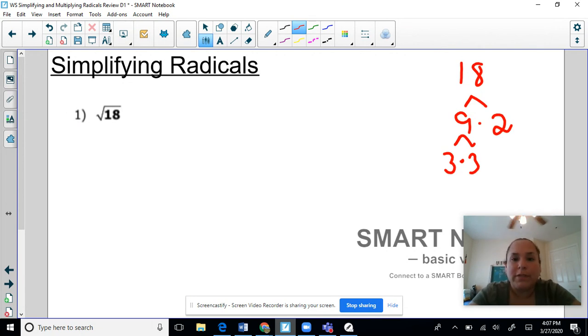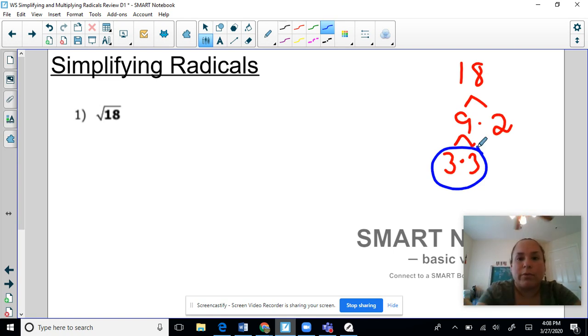Now, for the purposes of simplifying radicals, I'm going to go ahead and circle the numbers 3 times 3, and the reason why I'm circling them is because they are the same number being multiplied times itself. It creates what we call a perfect square, which equals 9. 3 times 3 is the same number being multiplied to give you the value of 9.